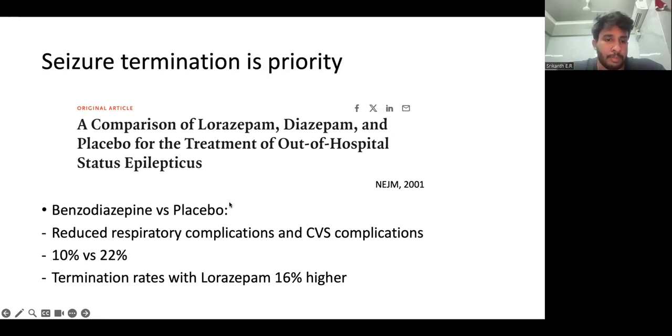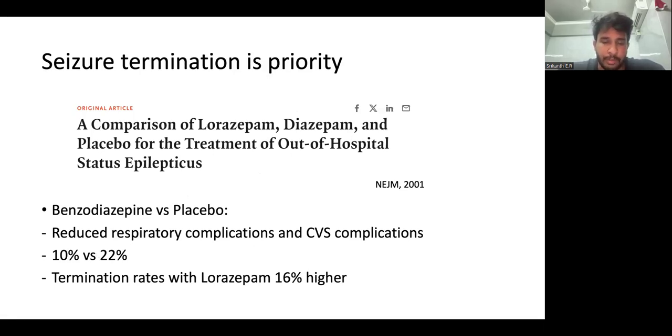Some patients got placebo pre-hospitally. What they found is patients who received benzodiazepines had respiratory and cardiovascular complications in about half of cases. So it's very important to terminate the seizure first. Forget about the complications of benzodiazepine.